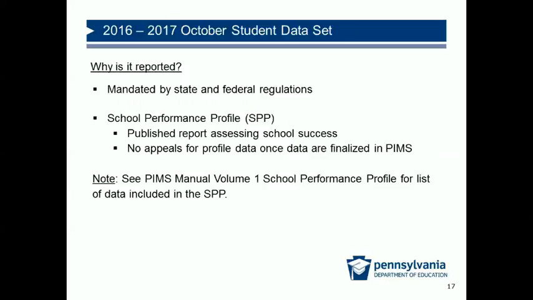Why is this information reported? First, it's mandated by state and federal regulations. It's also used for the school performance profile, which assesses school success. Remember, these reports are published. Another thing that's important to remember is the data that you are submitting now, once it has been finalized in PIMS, there are no appeals and no changes. So you want to make sure that your data is accurate so that your school performance profile is accurate as well. You can see the list of data that is used for the SPP in PIMS Manual Volume 1 at School Performance Profile.